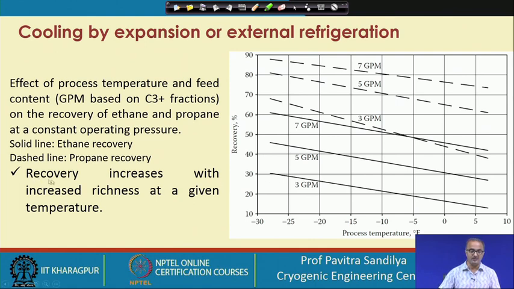And here we see that recovery increases with increased richness at a given temperature. For a given component, if we go from 3 GPM to 5 GPM to 7 GPM, we find that for the same temperature we are getting more and more recovery.